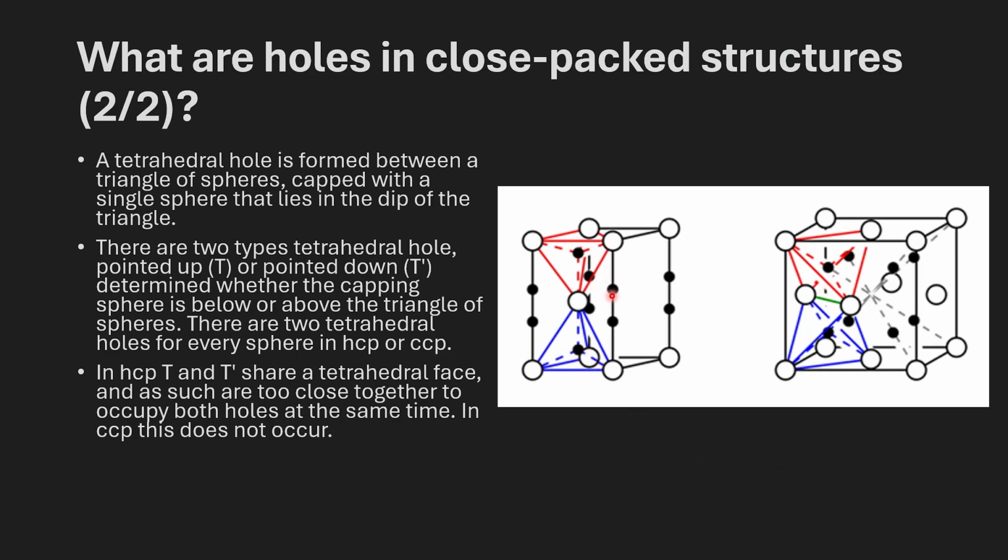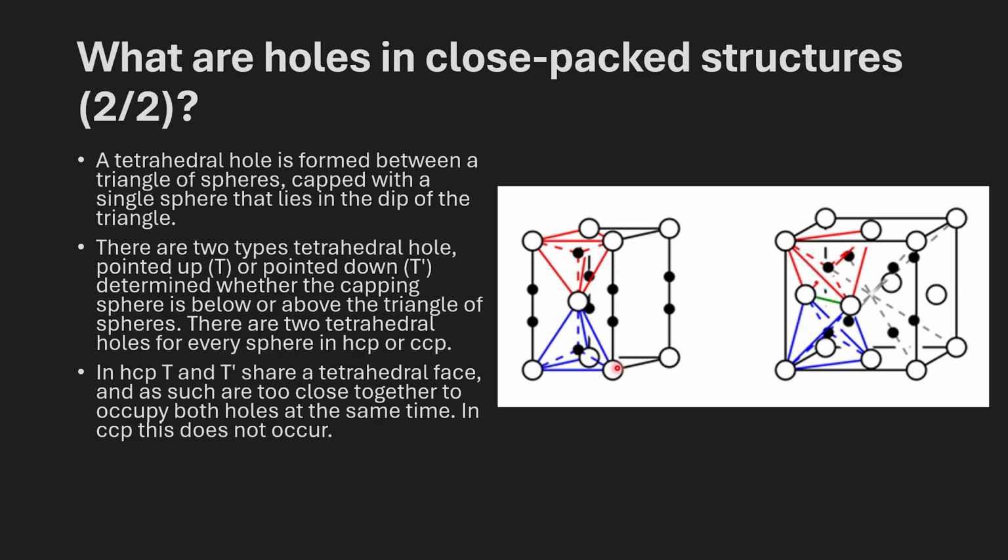And we can extend this further. We can see the holes are on all the sides. There are 2 types of tetrahedral hole, pointed up and pointed down. So this would be our T, and this would be our T prime, which is pointed down. And it just depends on whether the capped sphere sits above or below. So for this one it would be that, and for this one it would be this one. So this would be T prime, this would be T prime.